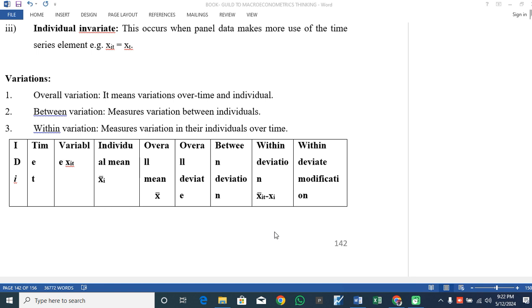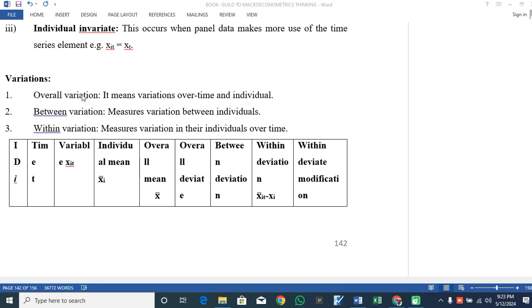This evening, I want to continue the introductory dimension of panel data regression. We want to dwell on the variations in the panel data estimation procedures. We have three dimensions, or three classifications or categories, of variations in panel data regression. The first is the overall variation, the second is between variation, the third is within variation.